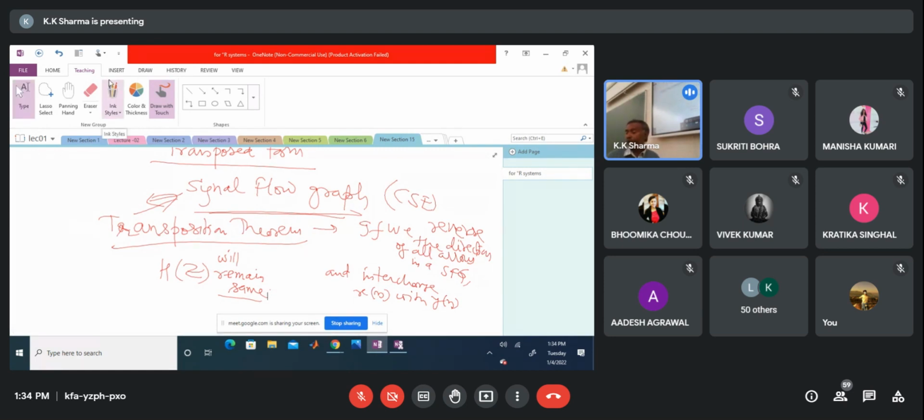So you can obtain the transposed form or transposed structure of any given signal flow graph also. Likewise you can obtain a transposed form 1 and transposed form 2, depending upon whether you are taking the transpose of direct form 1 or direct form 2. Is that clear?